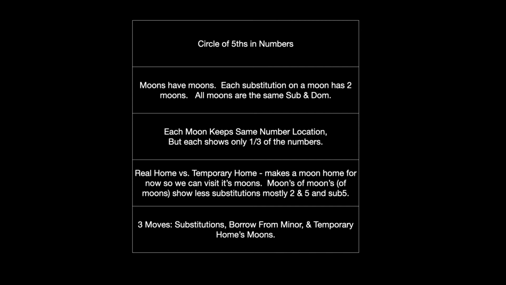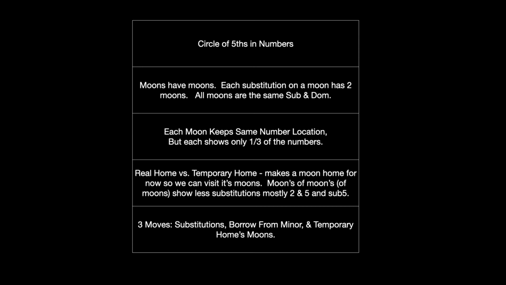I'm metaphorizing this to moons. So we're on a planet that has two moons, and each of the moons has two moons. And really, it's actually each substitution on the moon has two moons. So a moon has more than two moons. But all moons are the same. They have the same names. The subdominant and the dominant, or the sub and dom. Really, the 4 and 5. You could say every moon has those two moons if you want to keep going.